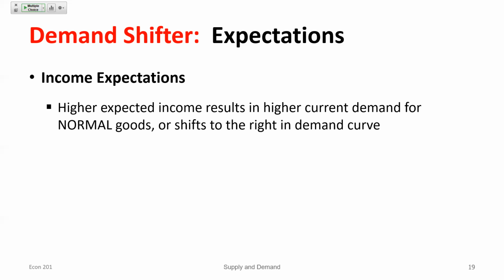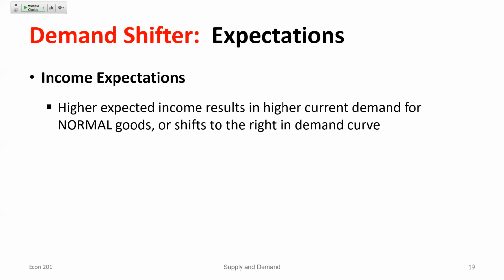What if we had inferior goods? Higher expected future income should do what to the current demand for inferior goods? Yeah, if I think that I'm going to be making $100,000 next year, I might be willing to splurge a little bit and not buy as much ramen now, right? So for inferior goods, if I have higher expected income, we actually see the current demand for those goods decrease, right?